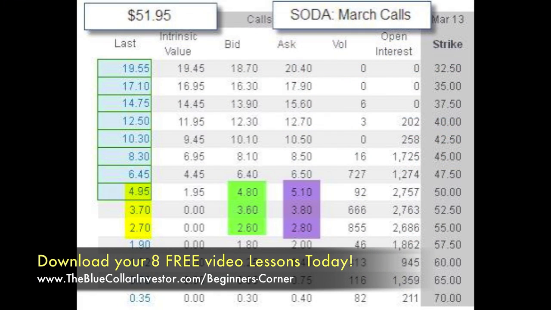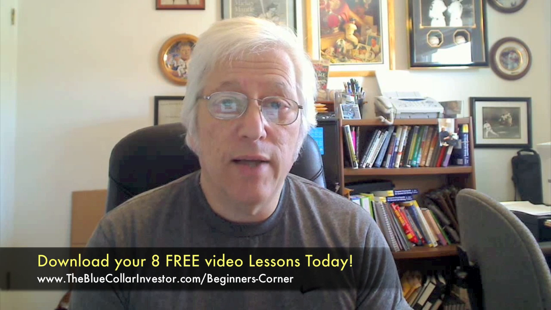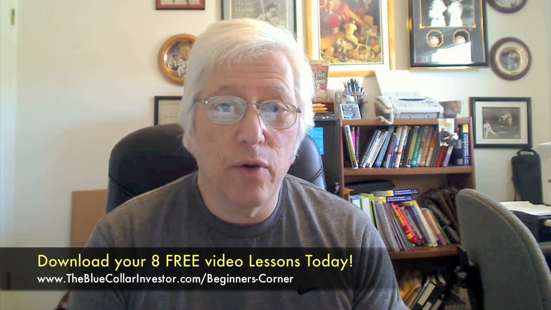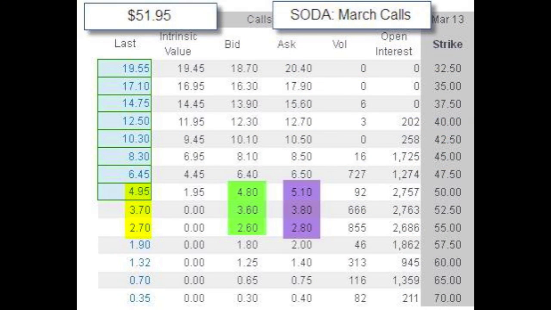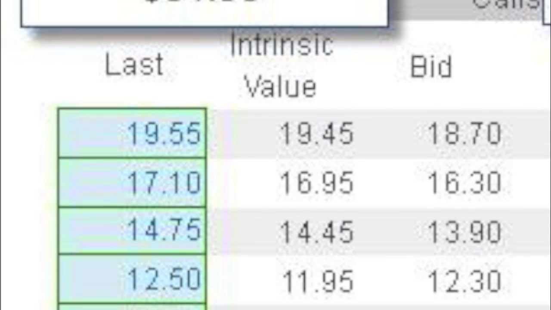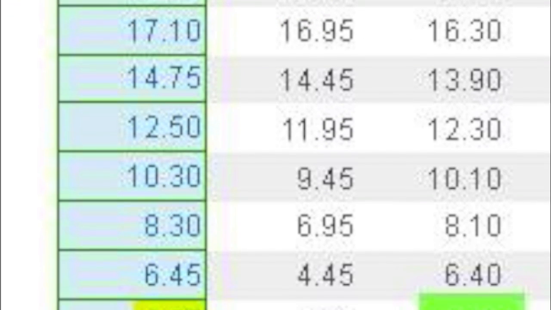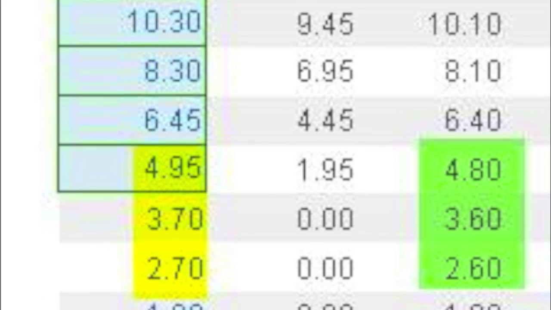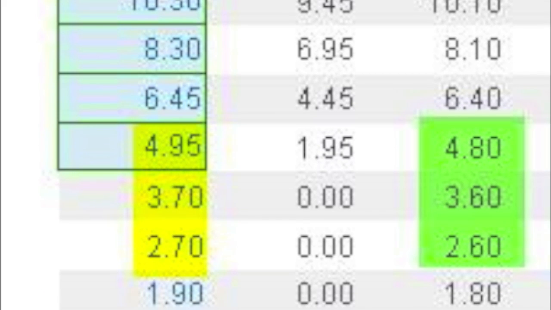And I've selected a stock that's currently on our premium watch list, SodaStream, ticker symbol SODA. As you can see on the screenshot in front of you, the stock is currently trading at $51.95. Now I've highlighted a few columns. All the way to the left, highlighted in yellow, is the last column. What that means is it's the price that the last trade for that particular option was executed at.